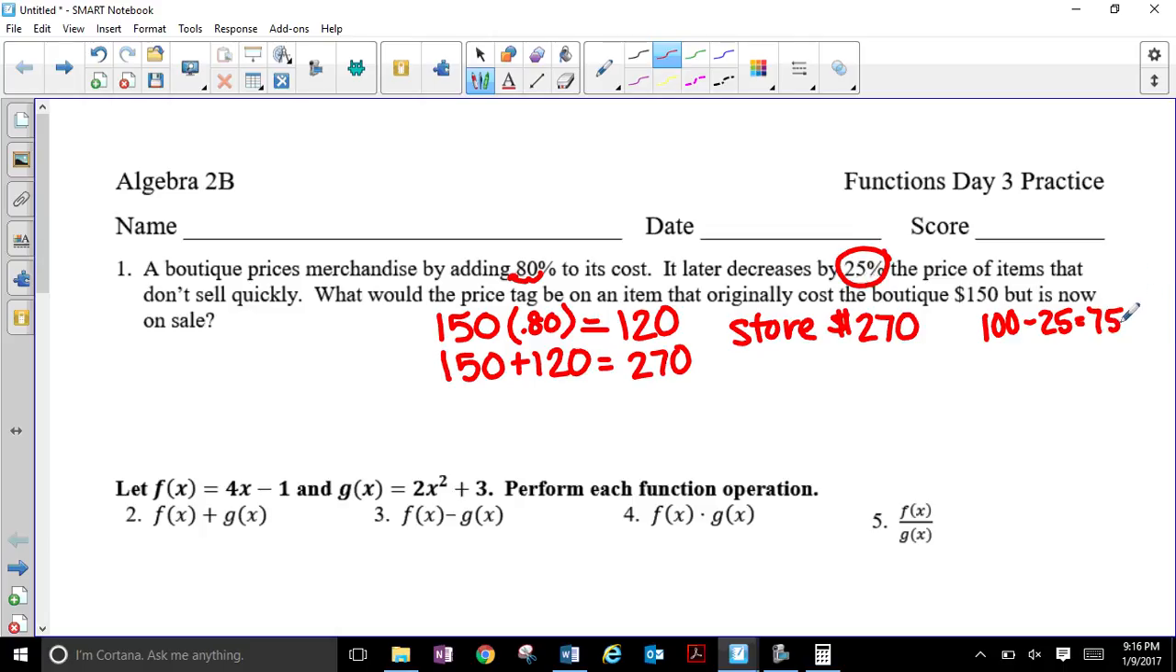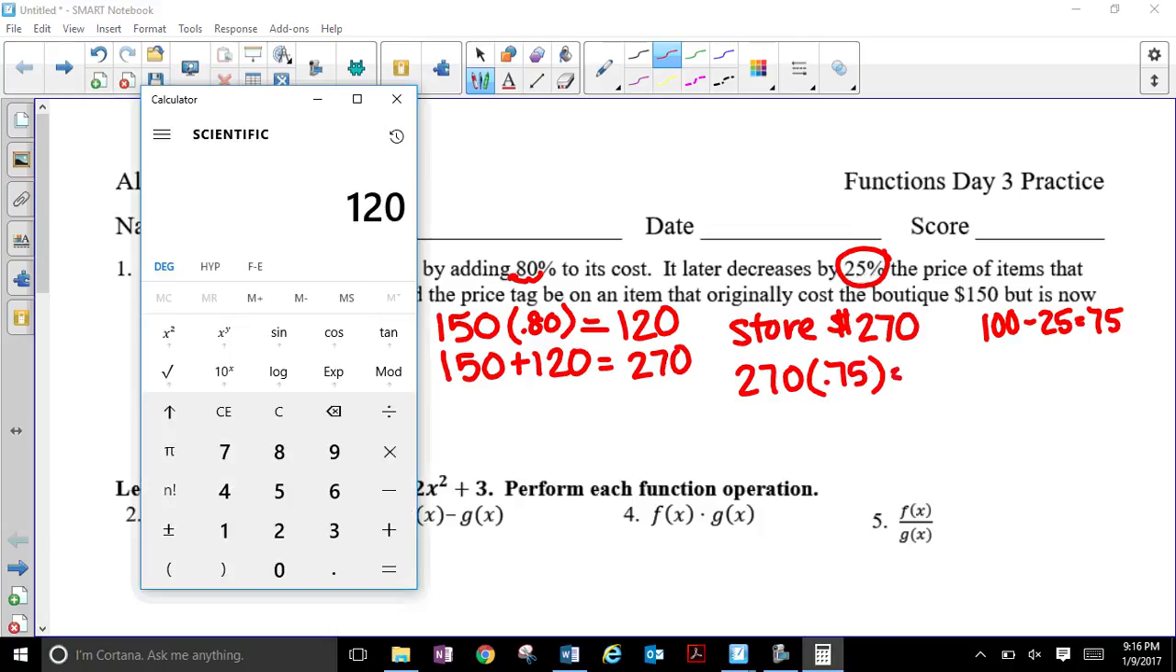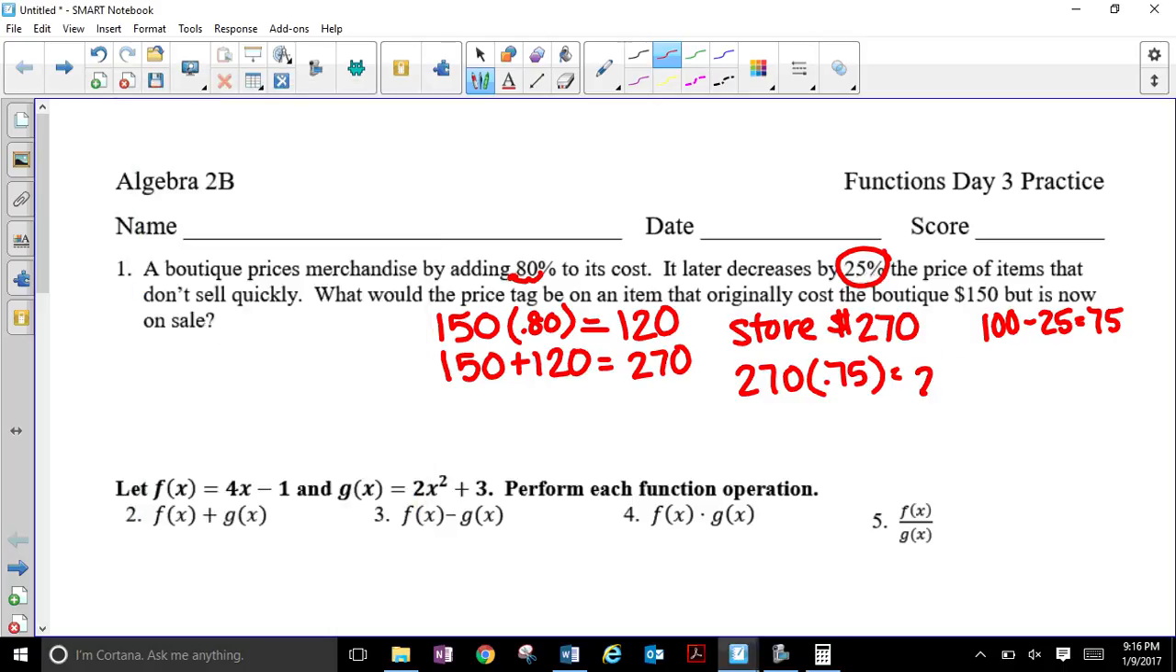Okay, so you're actually paying 75% of this $270. So what I'm going to do is take 270 and multiply it by 0.75, where I take that 75% and change it into a decimal. Okay, so 270 times 0.75 gives me $202.50. So this is how much it is when it's on sale.